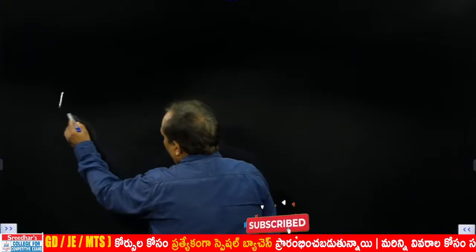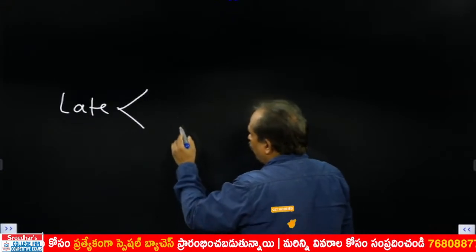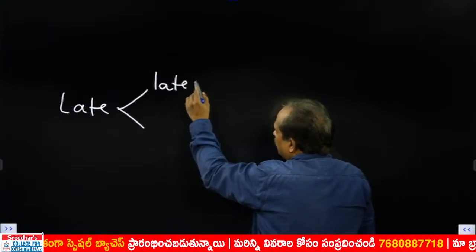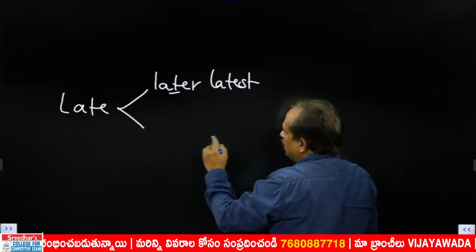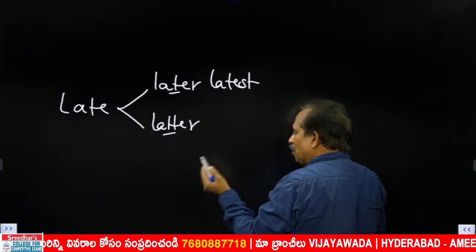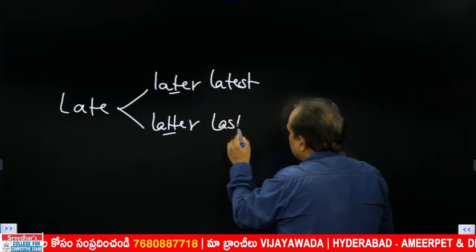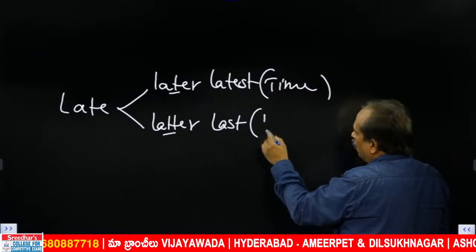Why is it important? You have to think of late, which has two forms in the comparative and superlative. One is later, and what is the superlative form? Latest. Here single T. And we have latter, double T, pronunciation also changes, and last. These two talk about time and these two talk about position.